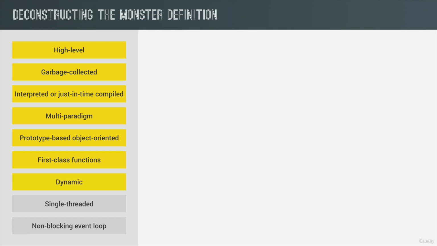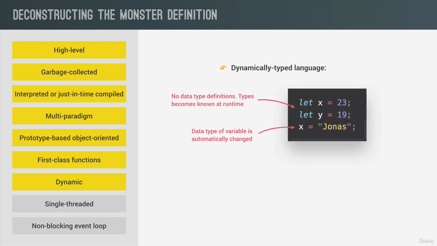Next, I said that JavaScript is a dynamic language, and dynamic actually means dynamically typed. So, as we've already seen, in JavaScript, we don't assign data types to variables. Instead, they only become known when the JavaScript engine executes our code. Also, the type of variables can easily be changed as we reassign variables. And this is basically what dynamically typed means. Now, there is a lot of controversy if this is good or bad, but this is just how it works.